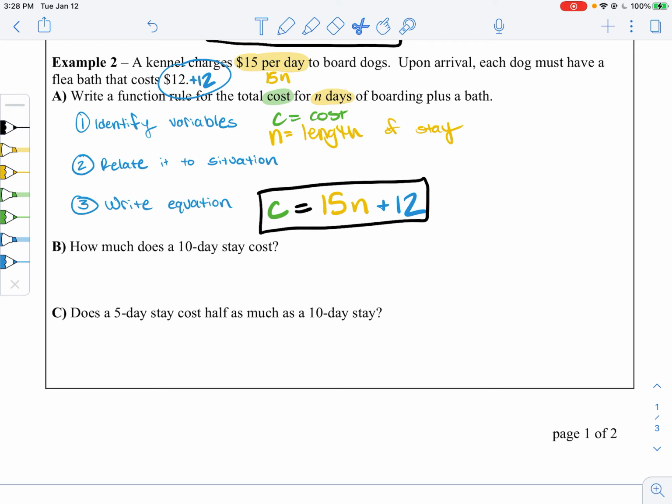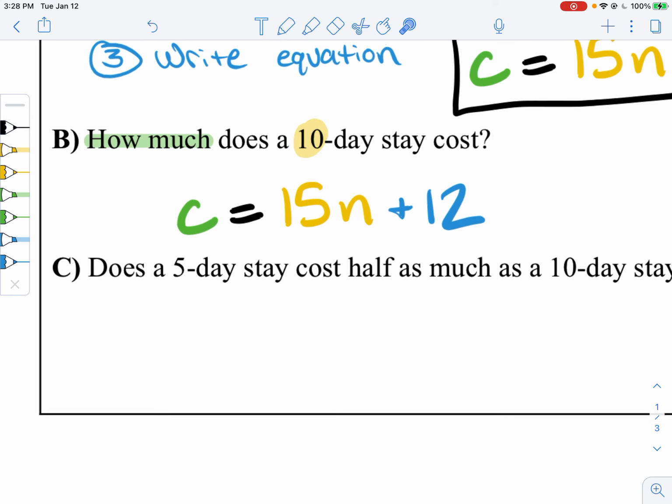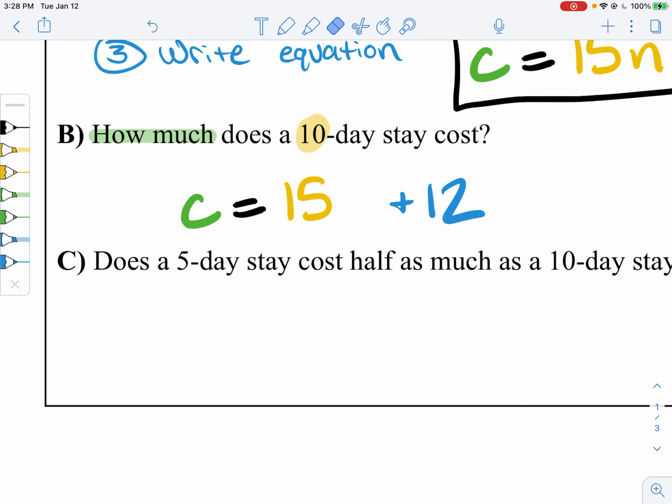Excellent. Okay, so how much does a 10-day stay cost? So the question is how much? What is the cost of a 10-day stay? So let's plug in 10 into our n, not because they rhyme, but because n represents the length of the stay. Okay, so we'll get rid of n, say that's 10. Let's see, what does that cost?